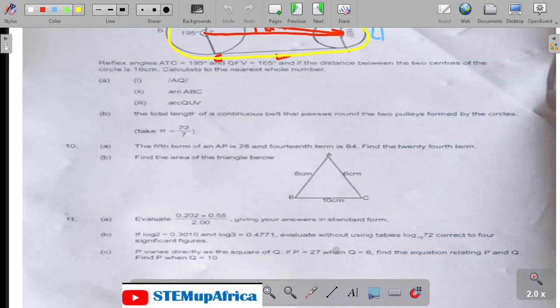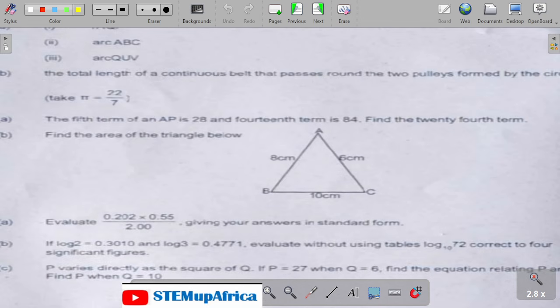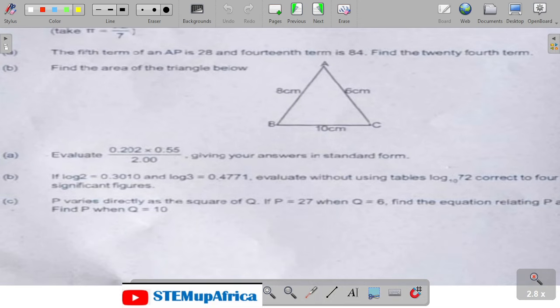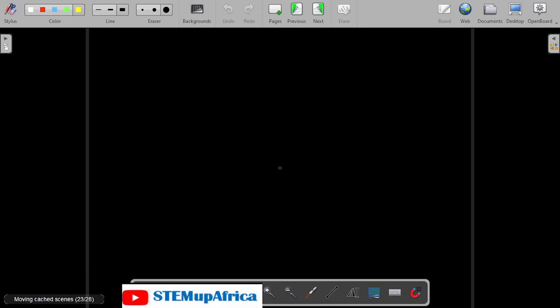Okay? Then question B is find the area of this triangle. We are going to apply Hero's formula to do this. We have 6, 10, and 8. 6, 8, and 10. So let's apply Hero's formula.